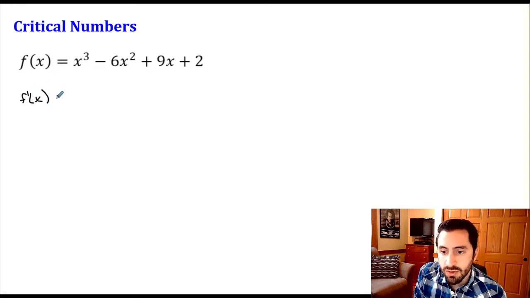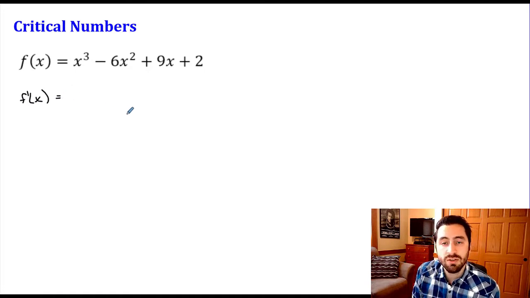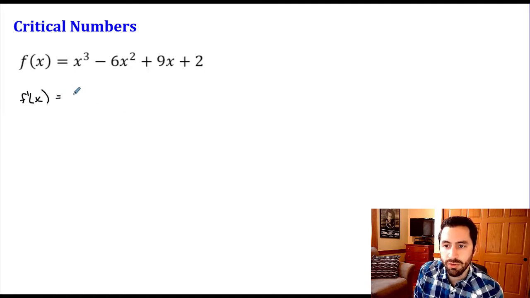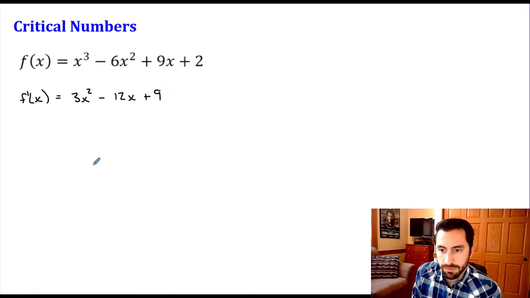In this case, this is just a polynomial, so we can just use our power rule. The derivative of x cubed is 3x squared. The derivative of 6x squared, the 2 comes down, so 6 times 2, we get 12x. And then the derivative of 9x, this is plus 9. The derivative of 2 is just 0.